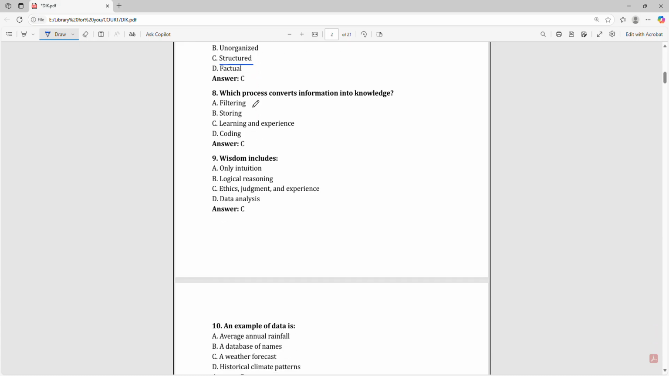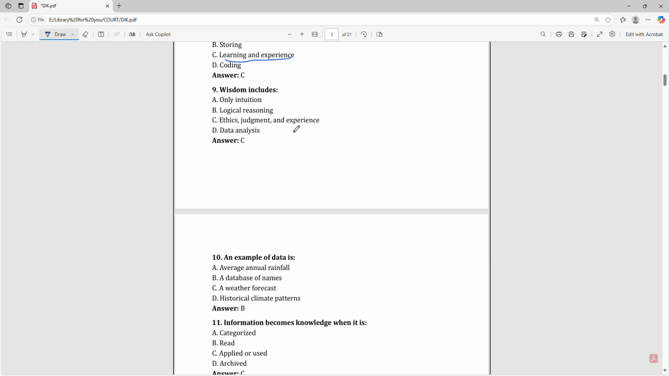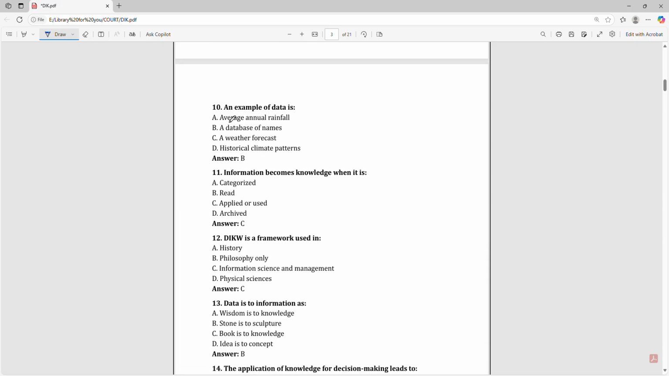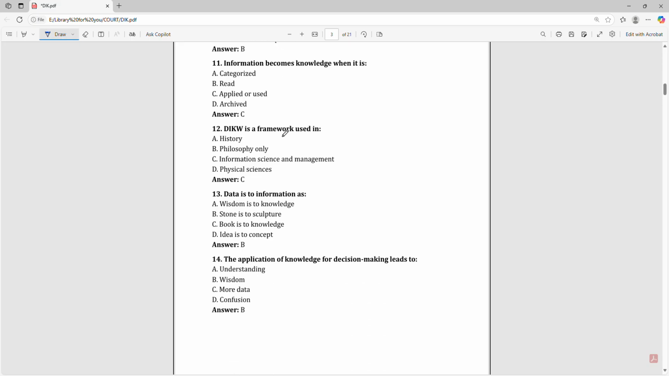Which process converts information into knowledge? That is learning and experience. Wisdom includes ethics, judgment, and experience. An example of data is a database of names. Information becomes knowledge when it is applied or used.